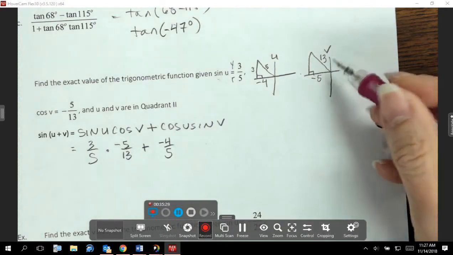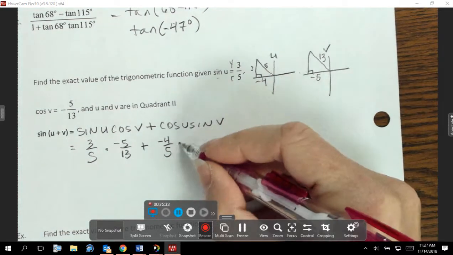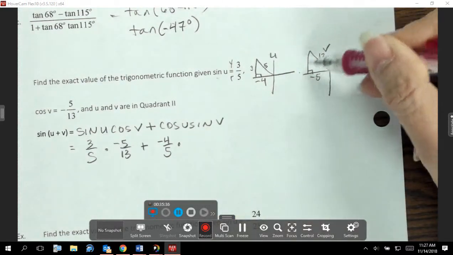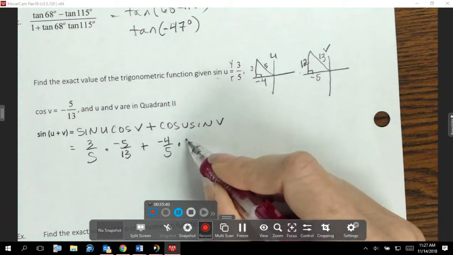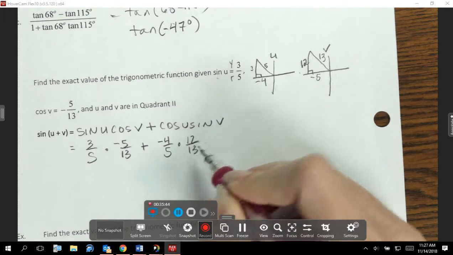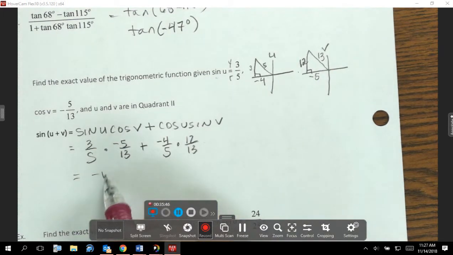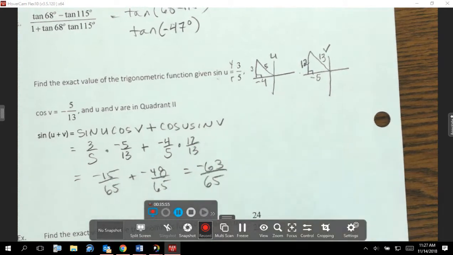And then this one must not have been as bad because I skipped over it. What is the missing side in this one? 12. It's a triple. I gave you a triple. So then our sine of v would be 12/13. So we simplify. We're going to get negative 15 over 65 plus negative 48 over 65. We get negative 63 over 65.